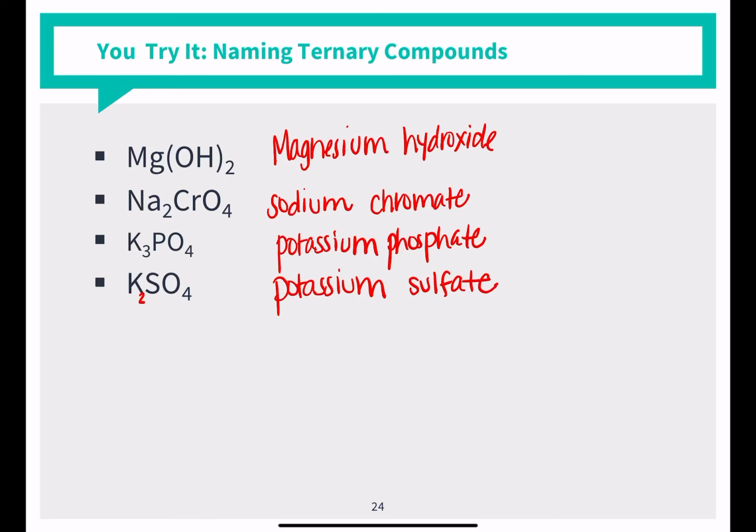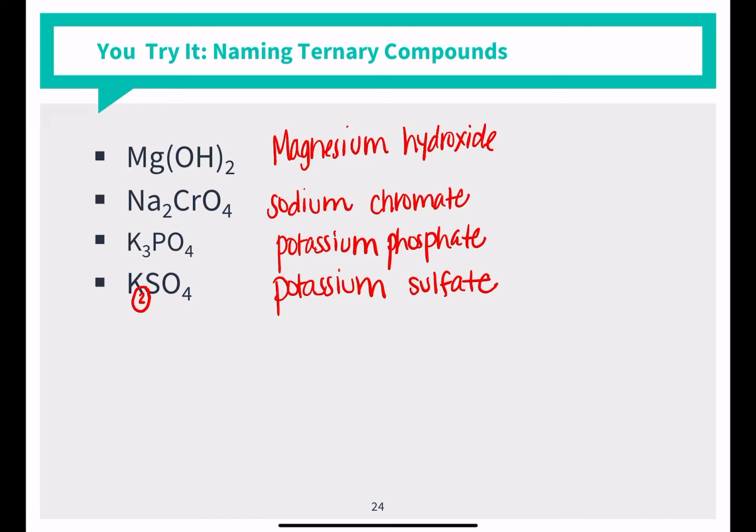Okay, so I've named these here: magnesium hydroxide, sodium chromate, potassium phosphate, and potassium sulfate. And I caught one of my own little errors. I frequently make these sitting on my couch without a periodic table in front of me, so I often get the charges wrong, so I apologize.